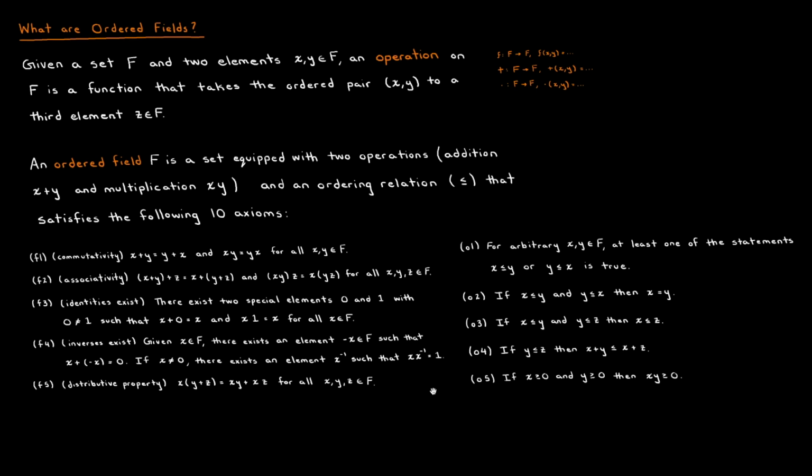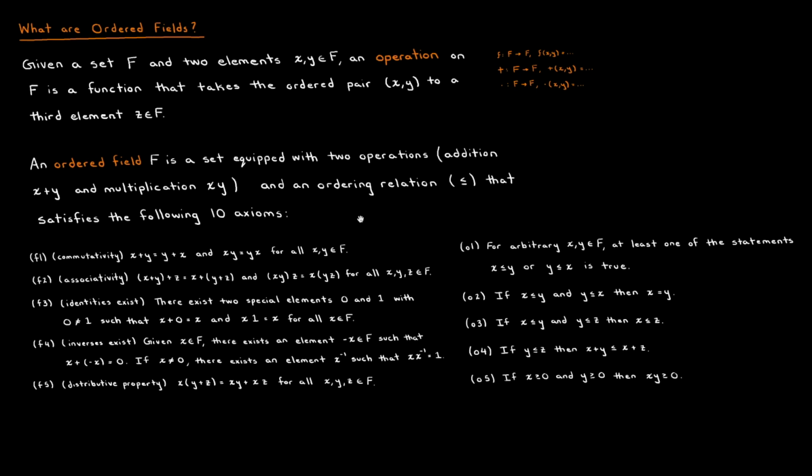Now, taking a quick step back, for a set F to be an ordered field, it must satisfy all 10 of these axioms, along with the two operations, addition and multiplication. They must be valid operations that satisfy this definition. Then we can say that F is an ordered field.